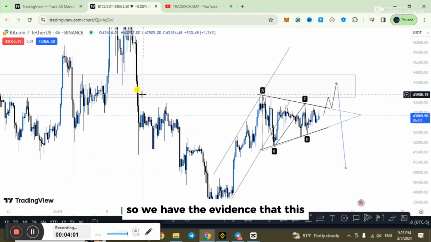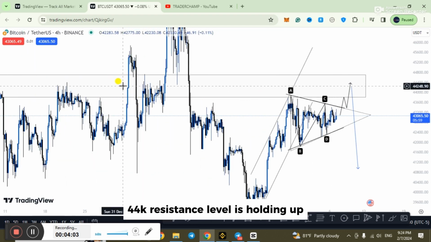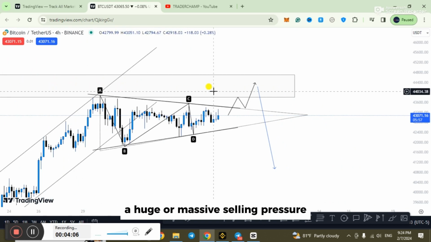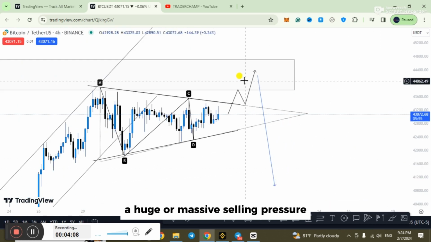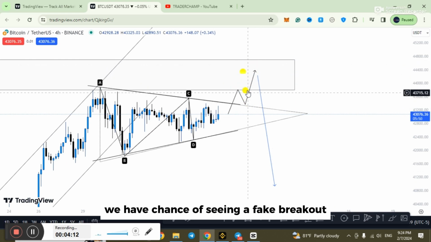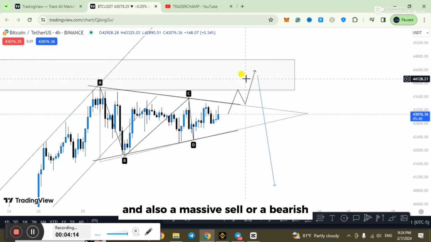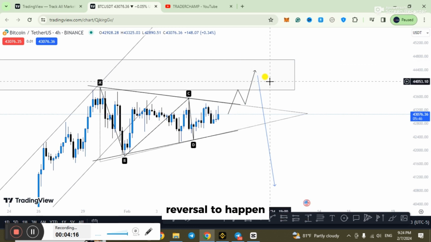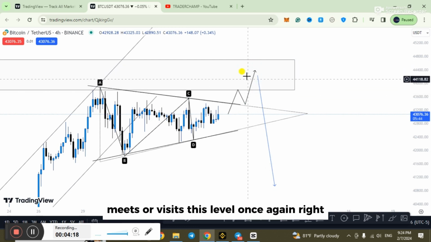We have the evidence that this 44k resistance level is holding up huge, massive selling pressure. As long as that remains valid, we have a chance of seeing a fake breakout and also a massive sell-off or a bearish reversal once the price visits this level once again, right?